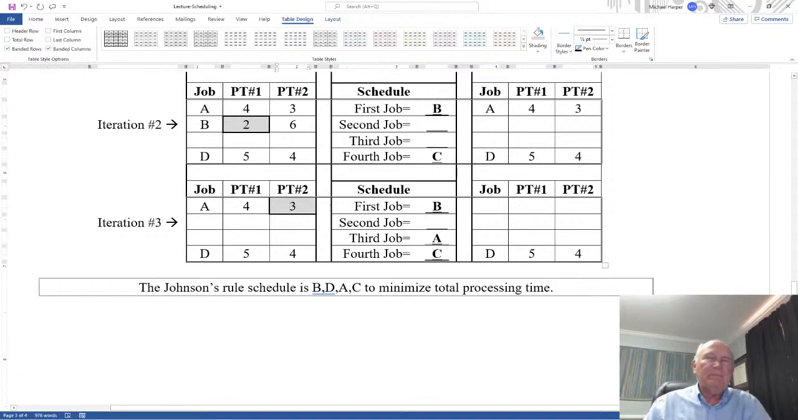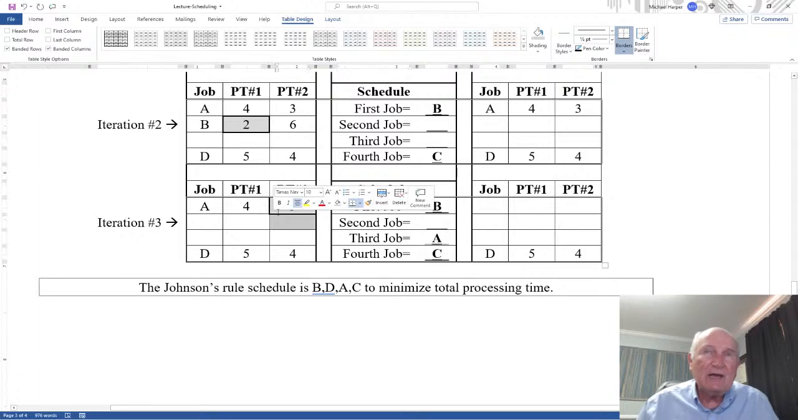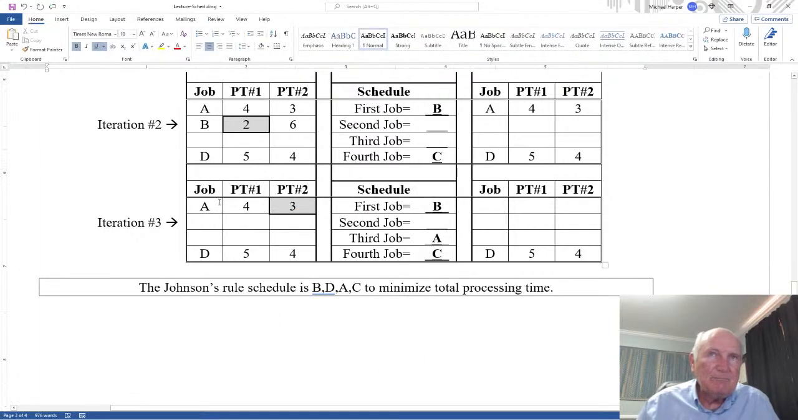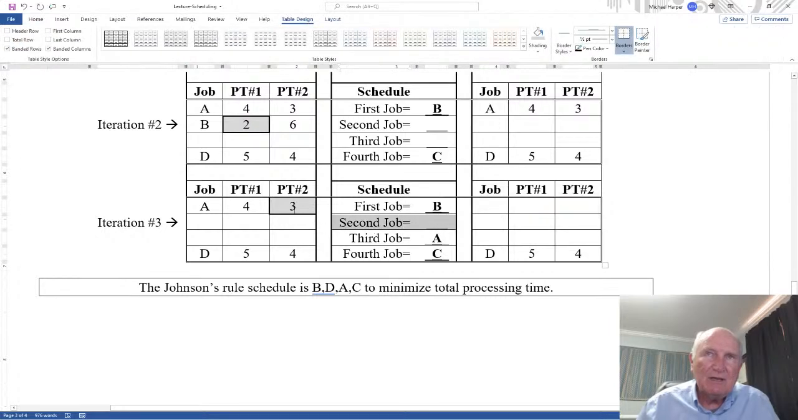Now this time, the minimum time for A is on the last server. Therefore, I will schedule A in the last available position, which is the 3rd job. Now, if this minimum time had been on the first server, it's not. But if it had, I would have scheduled A in the first available position, which is the 2nd job. But since it's in the last server, then A is in the last available position, which is the 3rd job.